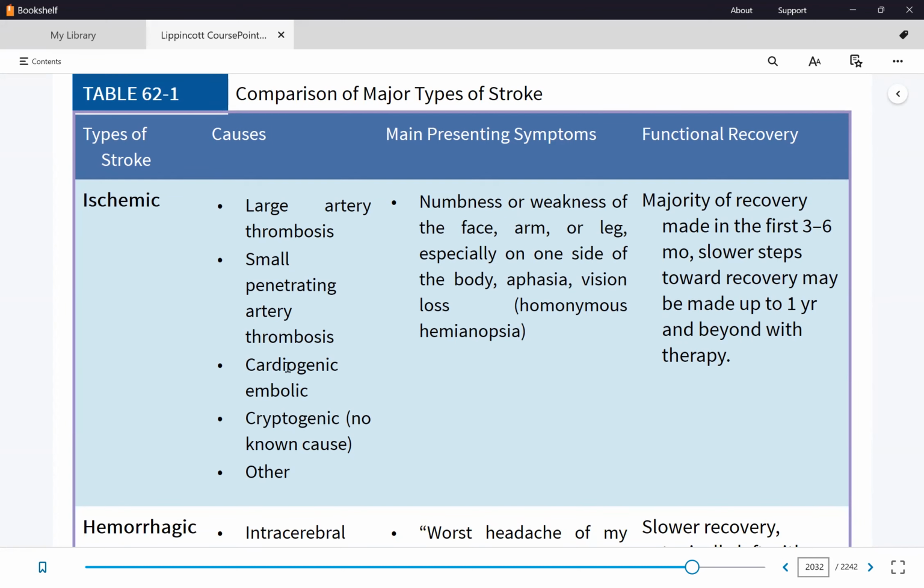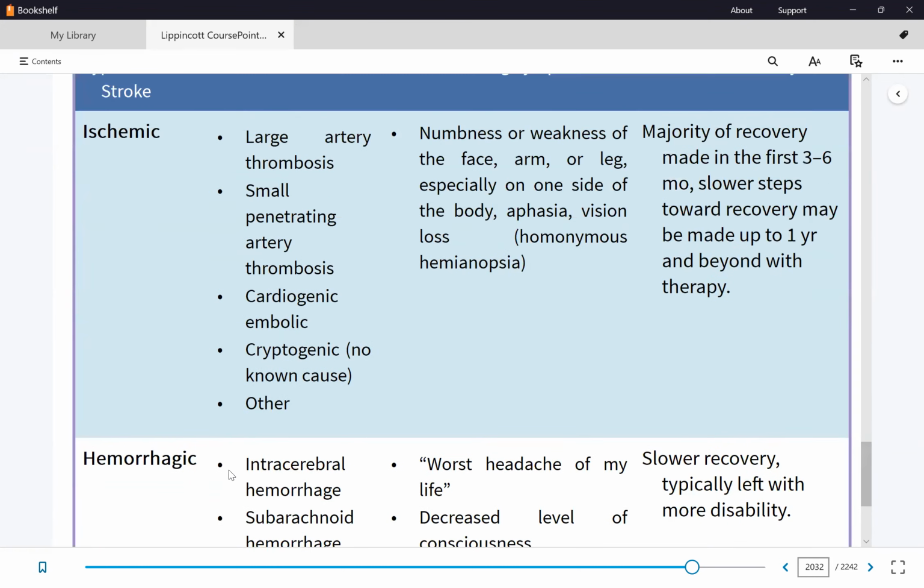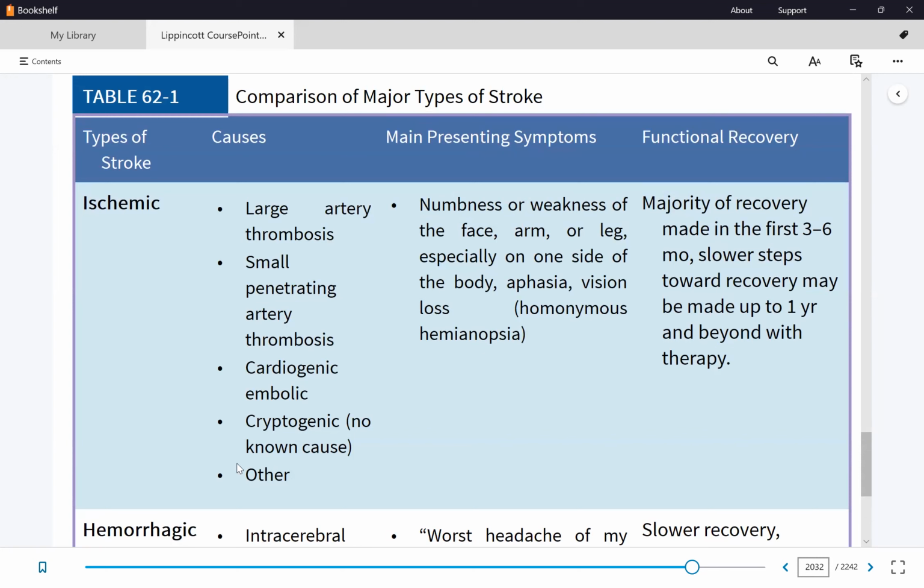So, a side-by-side comparison of ischemic and hemorrhagic. Keep in mind there are two subtypes of ischemic. The ischemic stroke caused by a blood clot can be embolic or thrombotic.